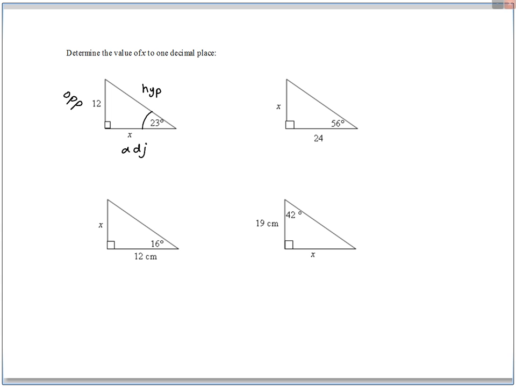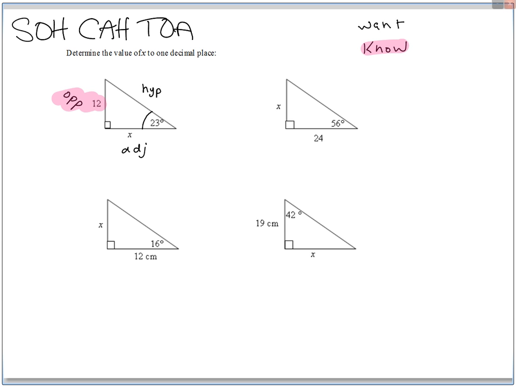Then I play a game of what I want and what I know. And I'll use a highlighter for this. What do I know? I know 12 is op. So I know op. Okay, and just jot this down on the side. SOHCAHTOA. It's also on your formula sheet if you just want to use your formula sheet. So see how I know op? Which ones can I use? Sine and tan. So right away I know I can't use cos.